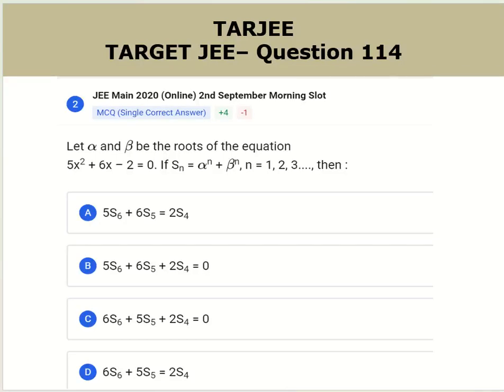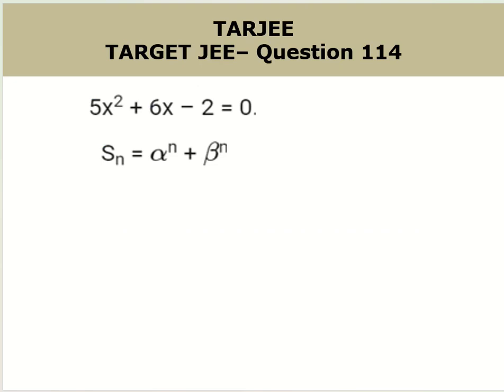Let alpha and beta be the roots of the equation 5x square plus 6x minus 2 is equal to 0. Sn is equal to alpha power n plus beta power n, for n equal to 1, 2, 3, etc. Then you can see in all the four options, there is a relation between S6, S5 and S4. Let's see how to get this.